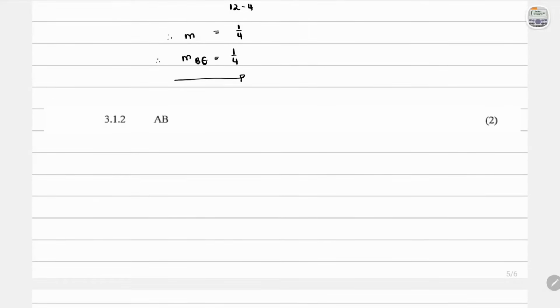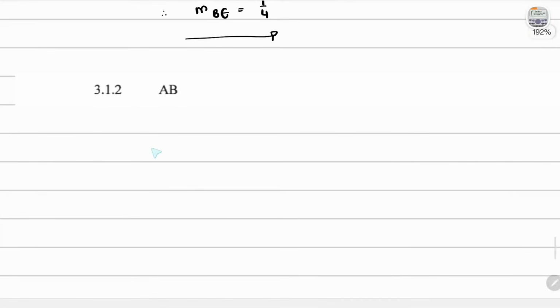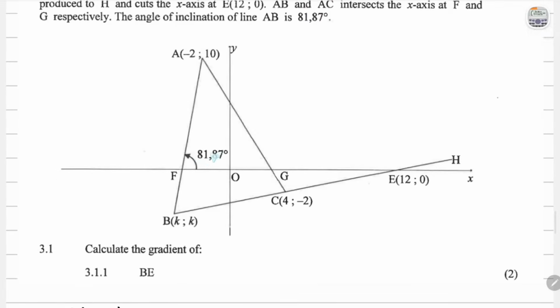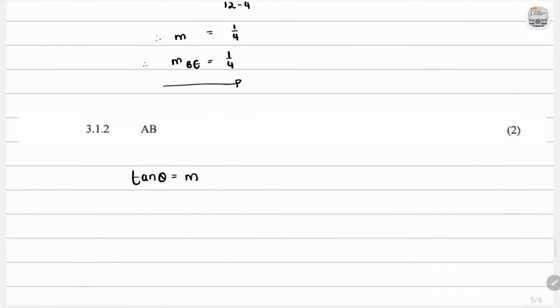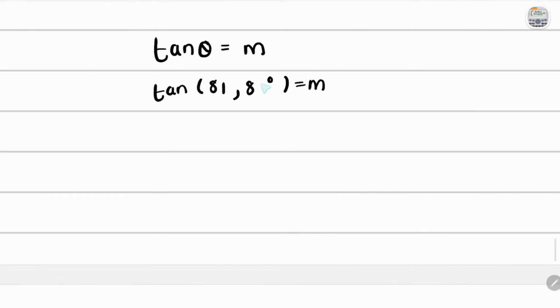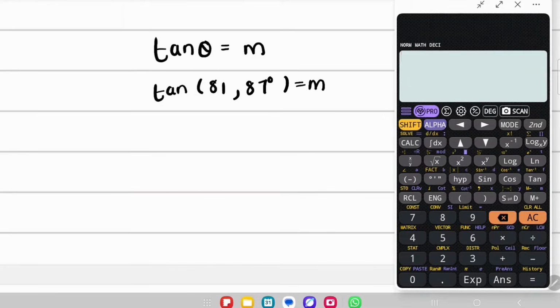What is the formula to find the angle of inclination? We simply say tan of theta is equal to that gradient. Here's the thing, we already have the angle of inclination and it's an acute angle, so there's no confusion with this. Since it's 81.87, we'll say tan of 81.87 degrees is equal to the gradient. To find the gradient, we're just going to substitute this. So let's do that on our calculators.